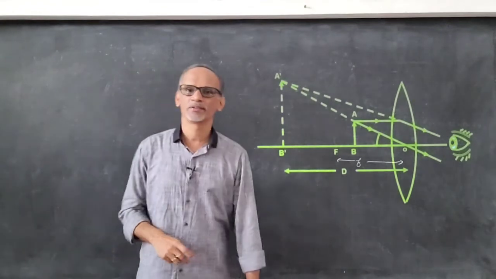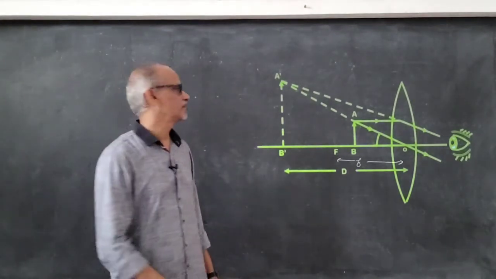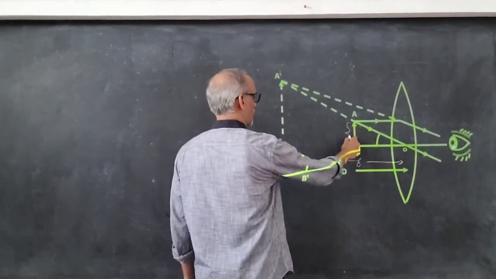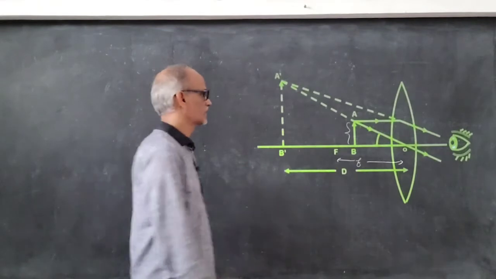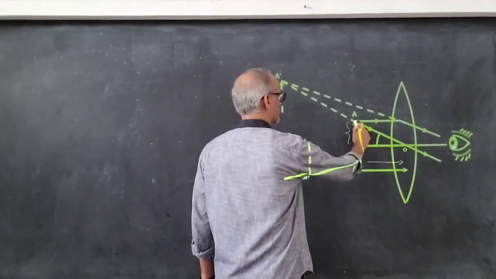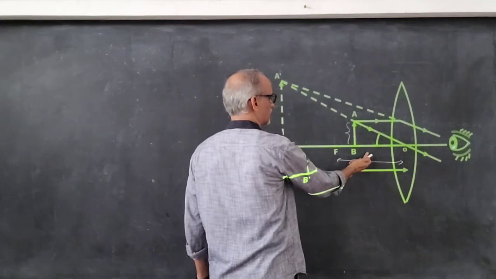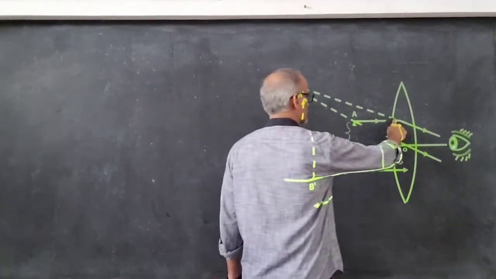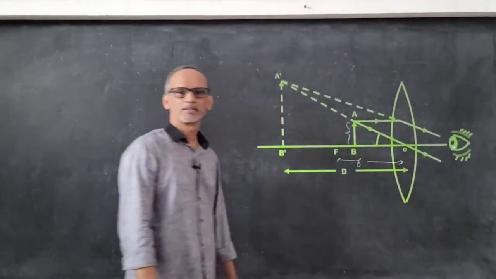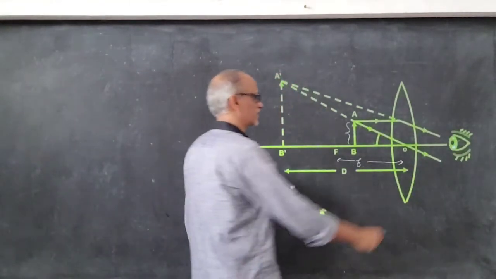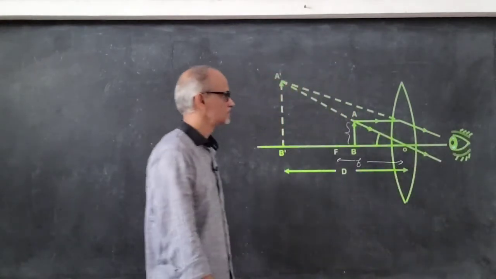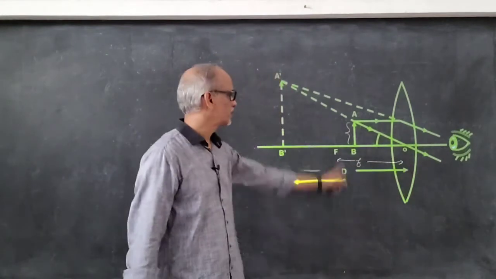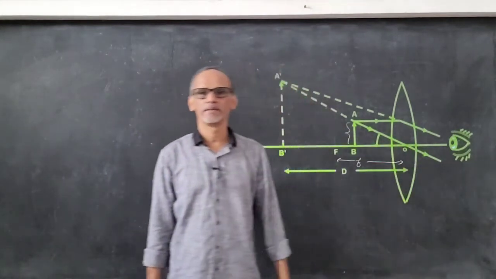Now, for the formation of the image, we are going to consider two rays. Ray number 1, from the object AB. You consider a ray which is parallel to the principal axis, and once it is parallel to the principal axis, it passes through the principal focus, somewhere here. You take one more ray passing through the optic center, that passes straight without any deviation, undeviated.